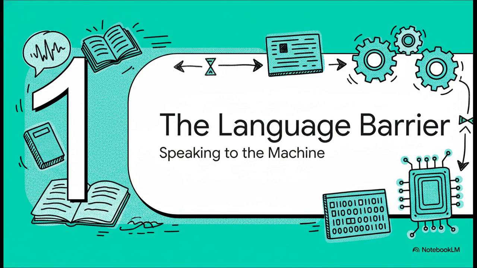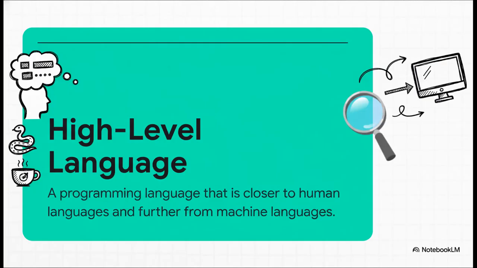To really get what's going on, we first have to understand the two very different sides of this communication problem: the human-friendly language we love to write in, and the raw, fundamental language the machine actually speaks. So on one side, we've got high-level programming languages. The whole point of these is to be closer to our human languages. That's why we can use familiar words and logic to write code. Think of languages like Python or JavaScript. They let us express really complex ideas without having to think like a circuit board.